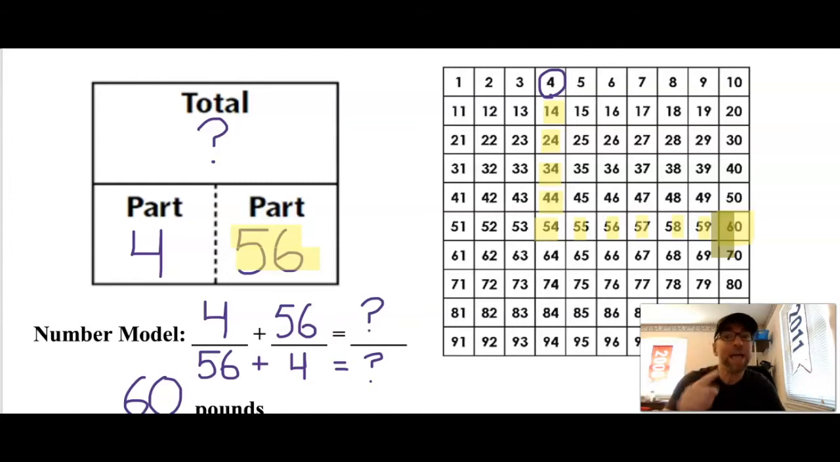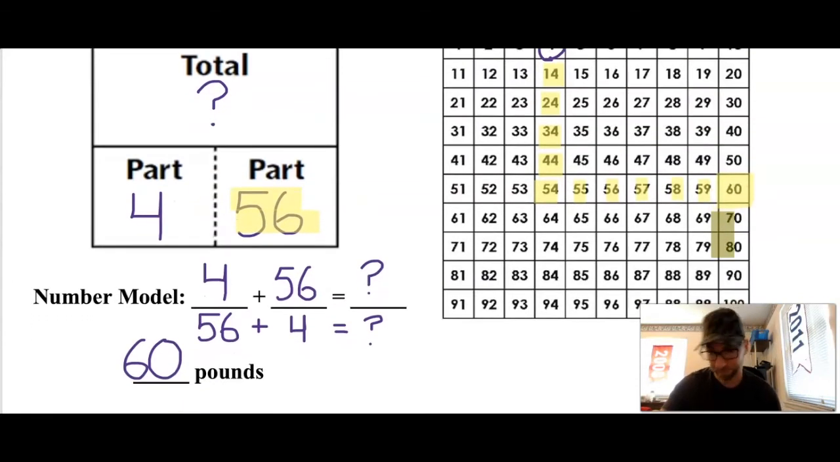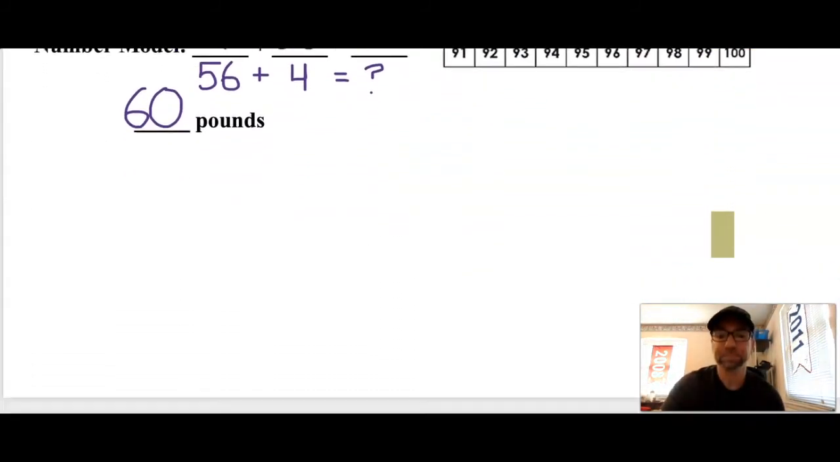So if we know that strategy of starting to add with the bigger number and then counting up with the smaller number, it will really save us a lot of time and work. Awesome job. Let's try another one. Go ahead and clear off your whiteboard and your sheet protector.